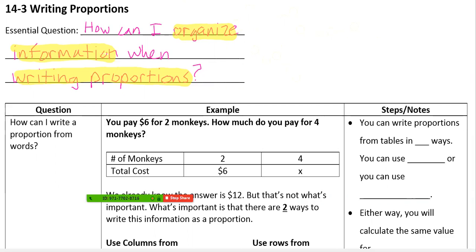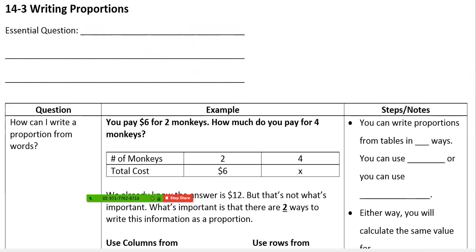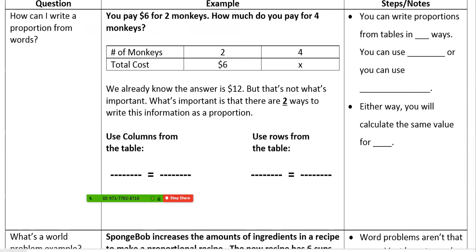And rather than have a key idea, I think the best way to learn this is to start straight into an example. So, question, how can I write a proportion from words? Okay. You pay $6 for 2 monkeys. That's a pretty good deal. How much do you pay for 4 monkeys?